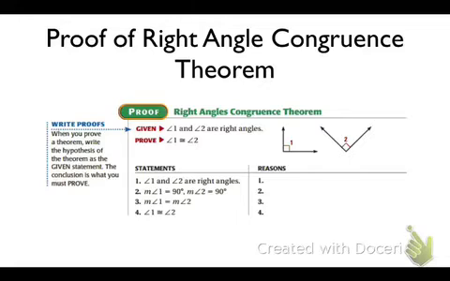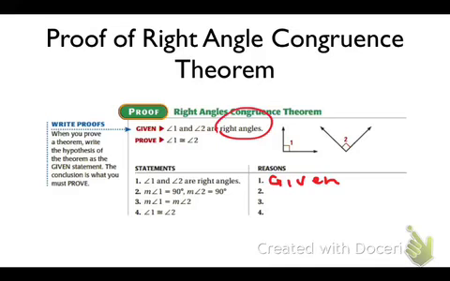Okay, so we've got two right angles. Angle 1 and angle 2 are right angles. They want us to prove then that the two angles are congruent to each other. Okay, so let's look at the first statement. We know it's always going to be given, right? The second statement says that the measure of angle 1 is equal to 90 and the measure of angle 2 is equal to 90. How do we know that?